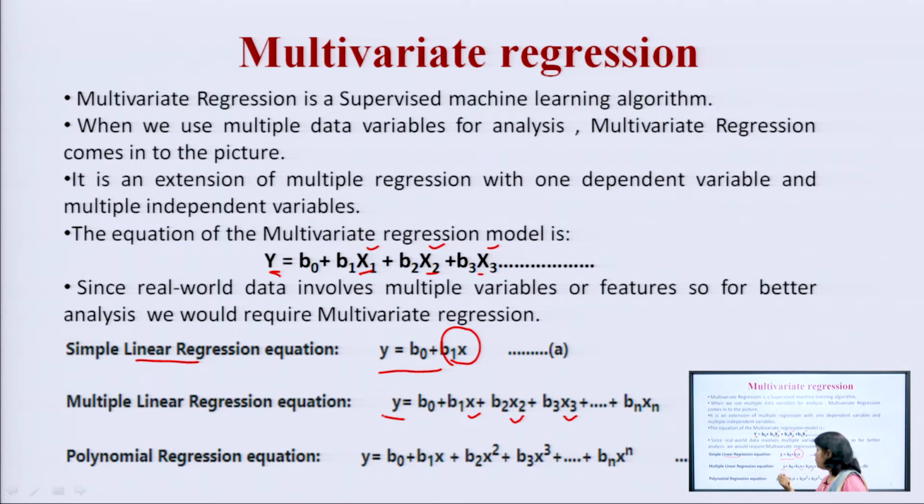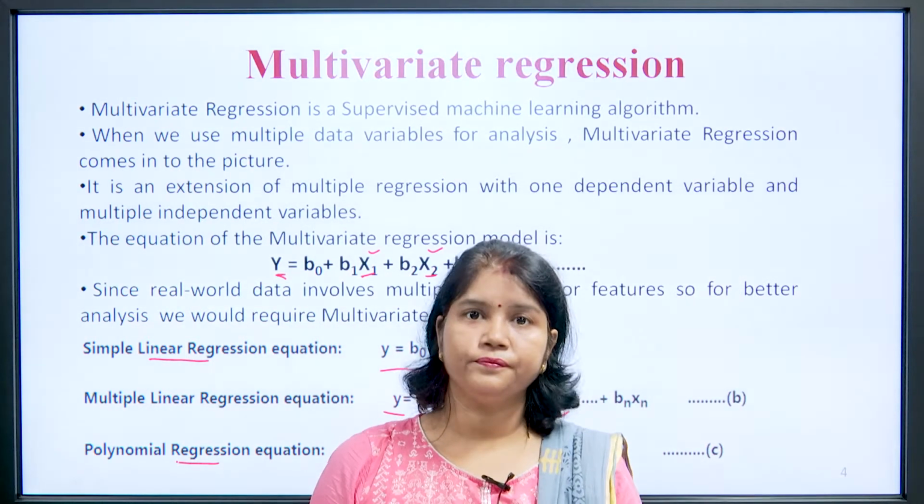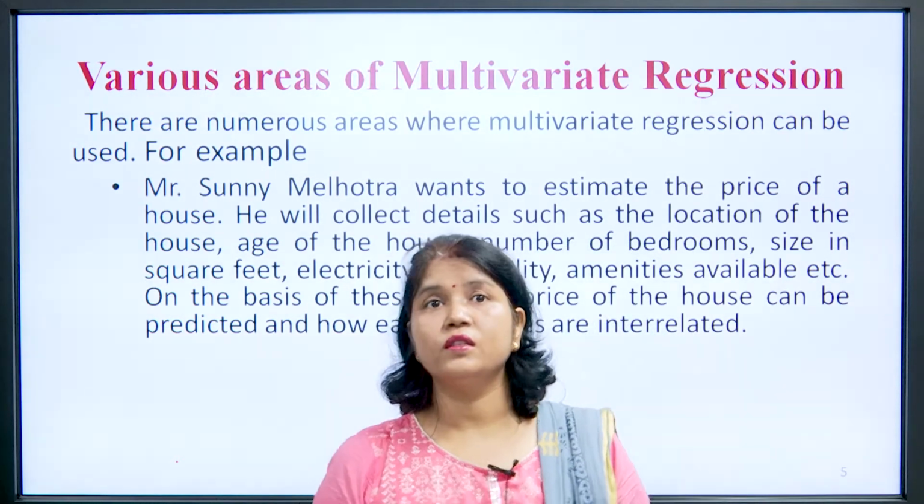Some equations are also introduced here, like polynomial regression. Do not be confused: when the degree is added to the independent variable, here the degree is 1, all the independent variables have degree 1, and when the degree of the independent variable is raised, then this type of regression is converted into polynomial regression. It will be discussed later, but do not be confused between multivariate, polynomial, and linear. So, what are the various areas where multivariate regression comes in?